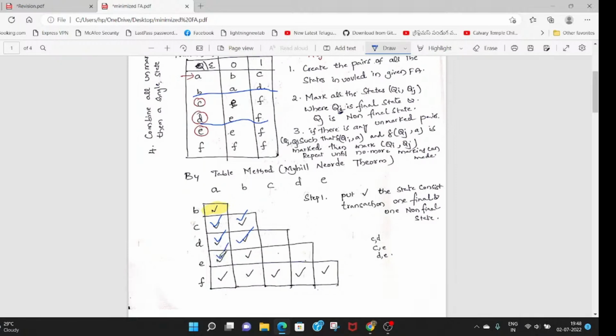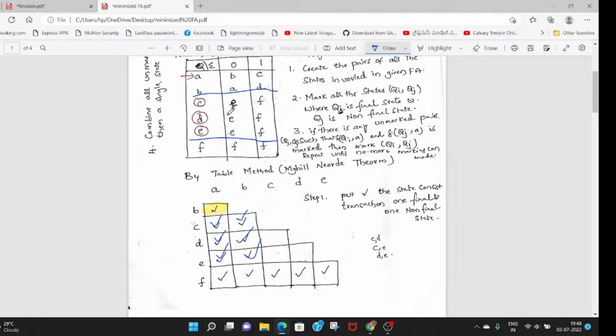And after that, I can consider B and E. See here, B and E I'm going to consider. I have AE, DF. Now I'm finding A is a non-final state and E is a final state. And D is a final state and F is a non-final state, so I'll make this also a tick mark. And after that, C and E.